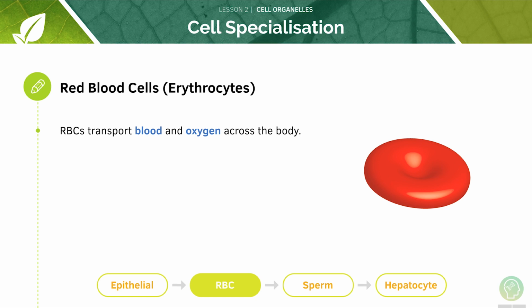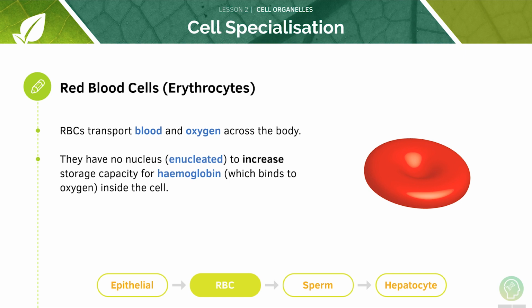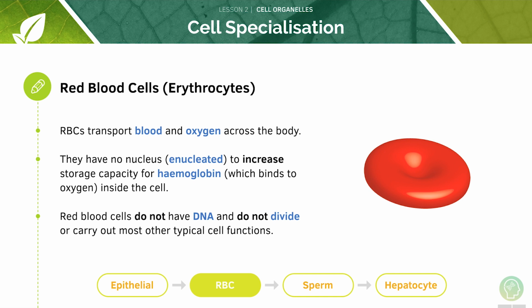Now, let's look at red blood cells, which are also known as erythrocytes. These will transport blood and oxygen across the body. They have no nucleus to increase their storage capacity for hemoglobin, which binds to oxygen inside the cell. Red blood cells do not have DNA, and they do not divide or carry out most other typical cell functions.